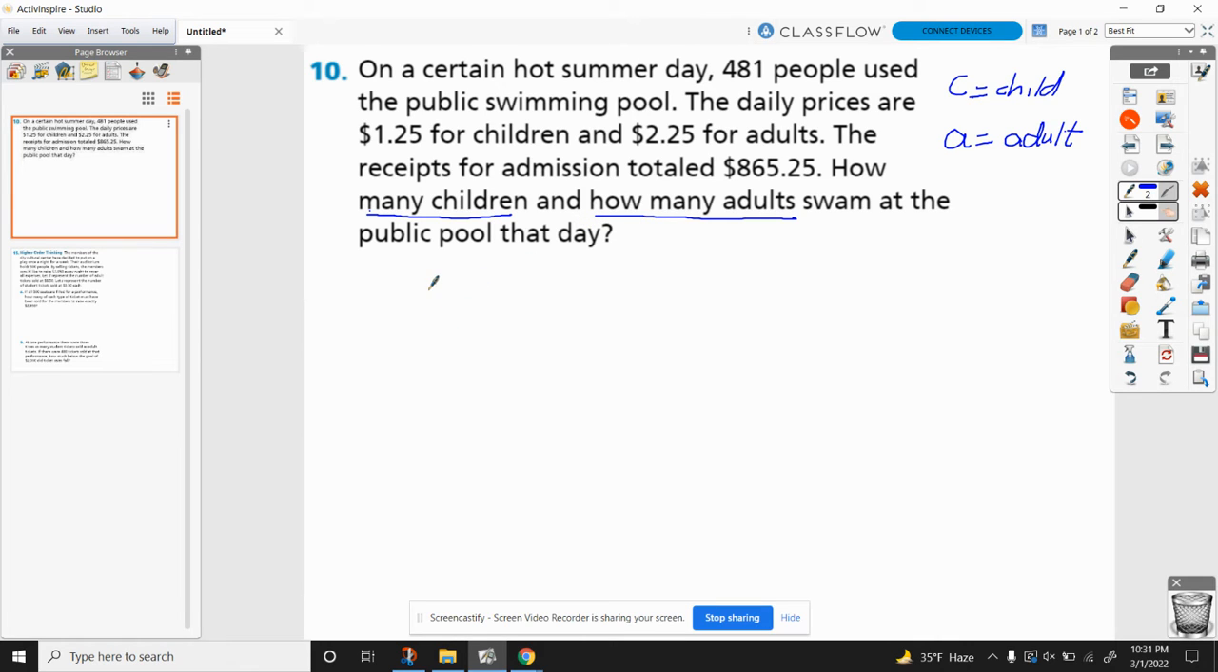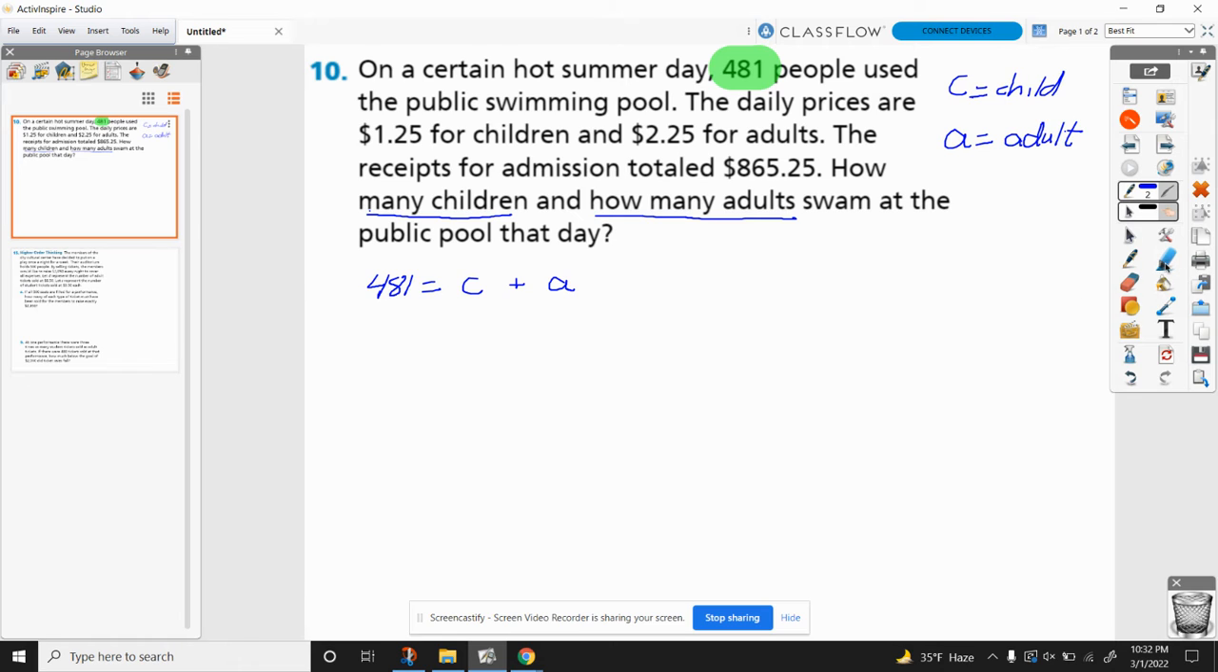Now the next thing we have to do is figure out how we can create some equations. So I'm looking for totals. The first total that I find is right here, 481 people. If there's a total of 481 people, that means there were some children and some adults. So my very first equation is going to be 481 is equal to however many children plus however many adults. And that's all I need. Children plus adults equal 481 people.